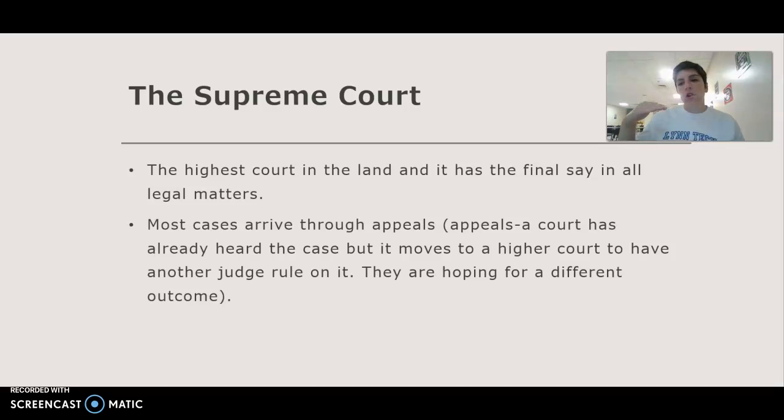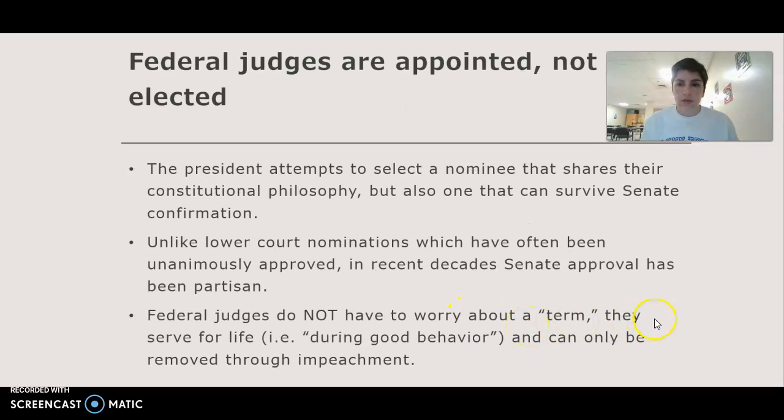So that means it started in a lower court and they kept appealing, going all the way up the court system until the Supreme Court decided to also listen to that particular case because the Supreme Court could rule on it. Appeals, once again, it's hoping to have a higher court listening and having a judge rule on it in a higher court. And they're usually hoping for a different outcome. If they got the outcome they wanted, they're not going to appeal the case.